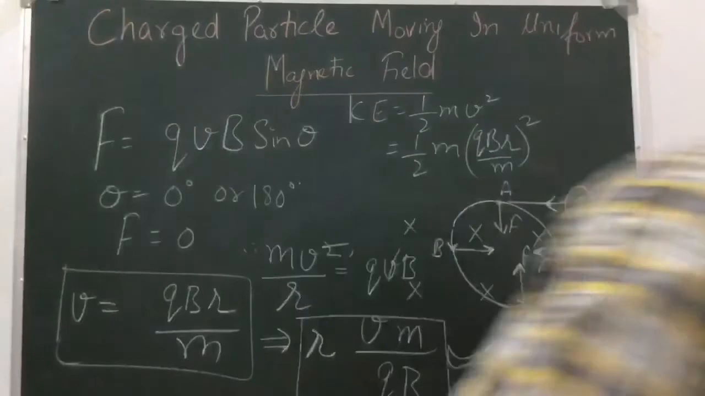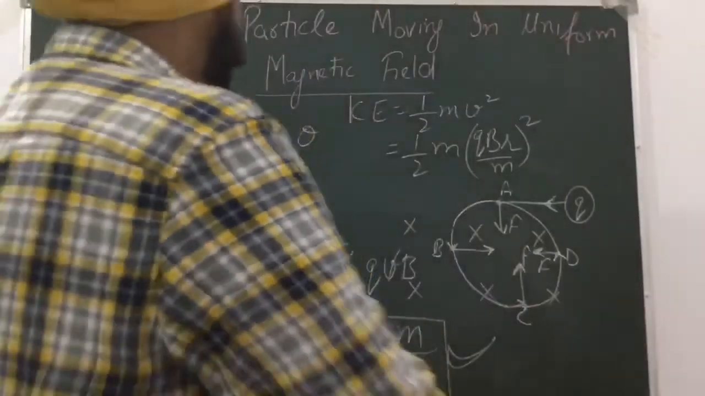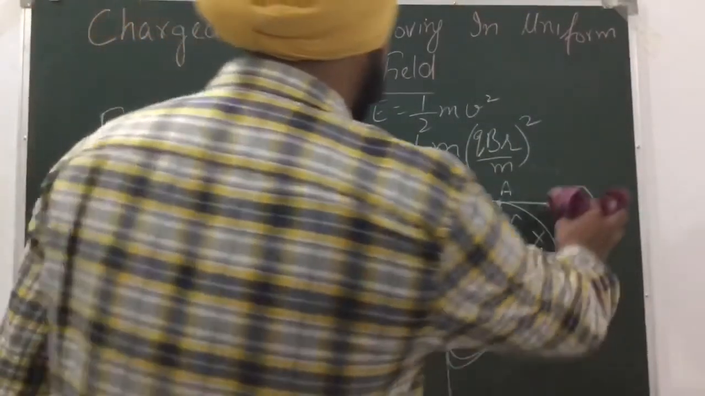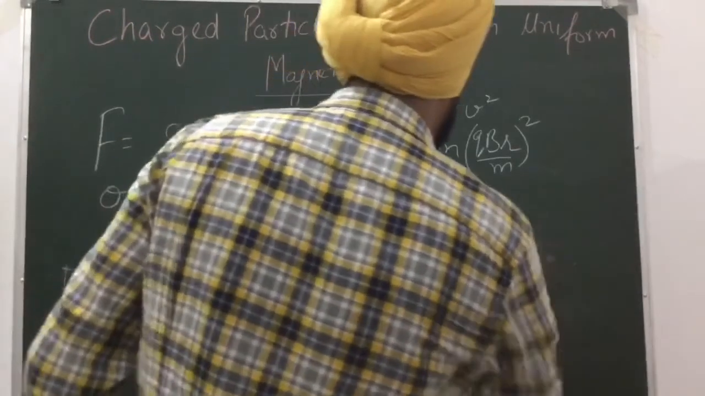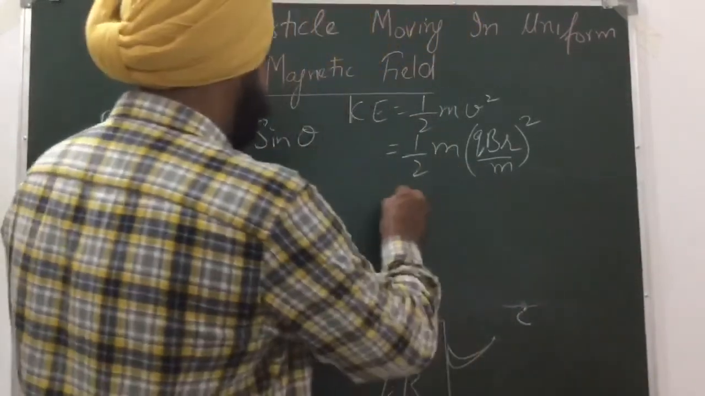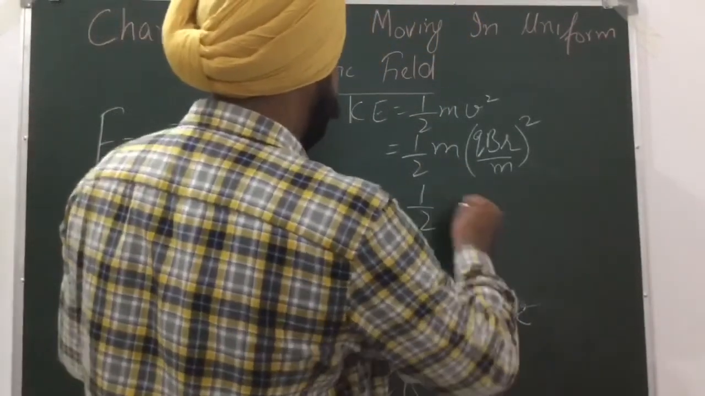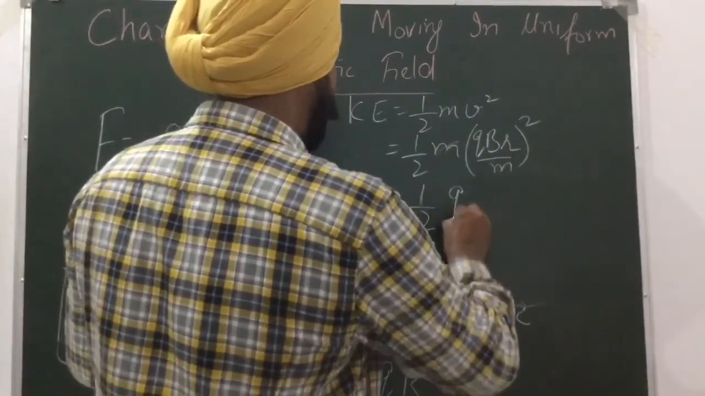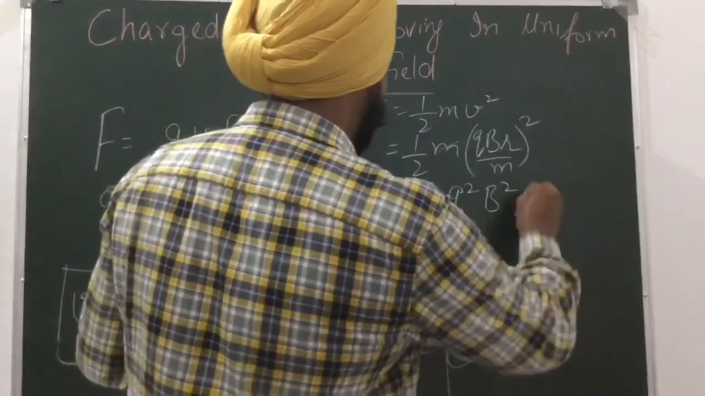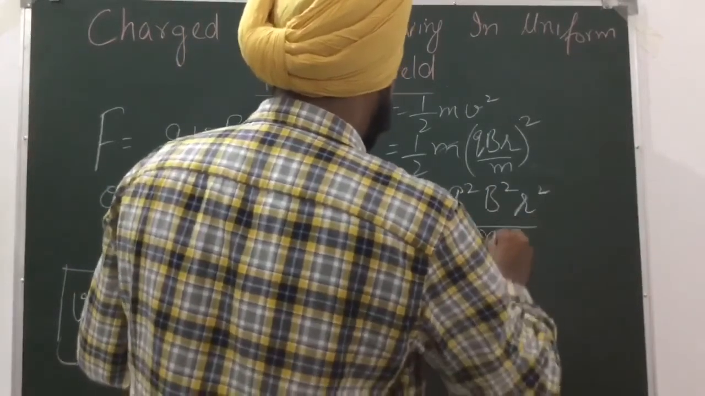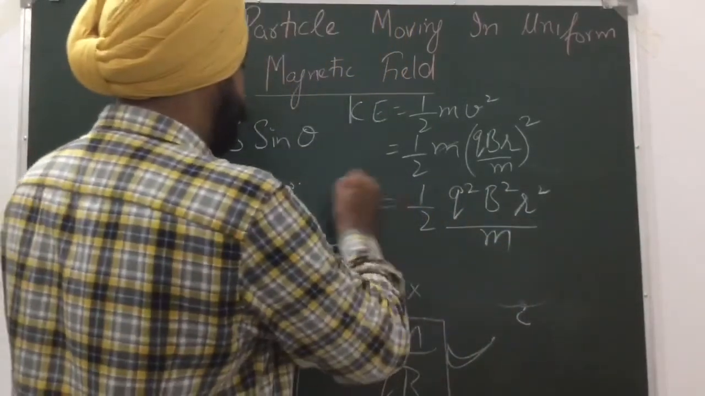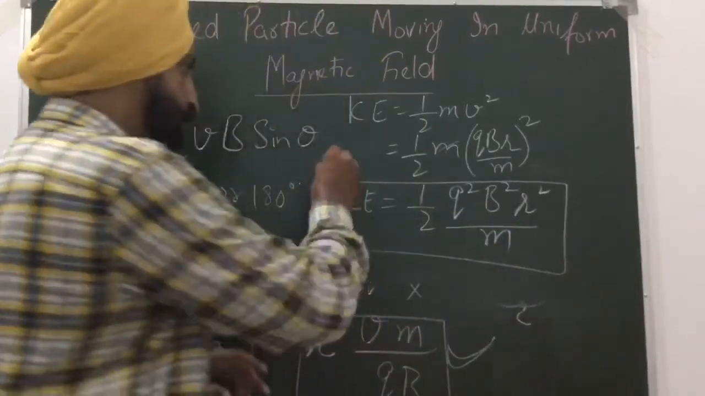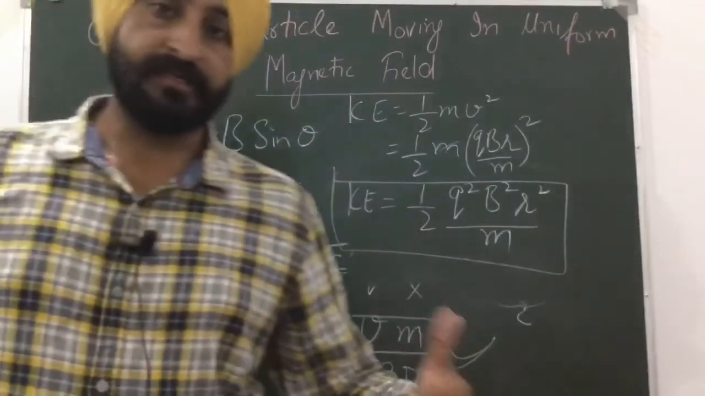So you can write it as 1 by 2. This m will get cancelled out, so you will have q square, b square, r square by m. So this is the expression for the kinetic energy of that charged particle inside the magnetic field.